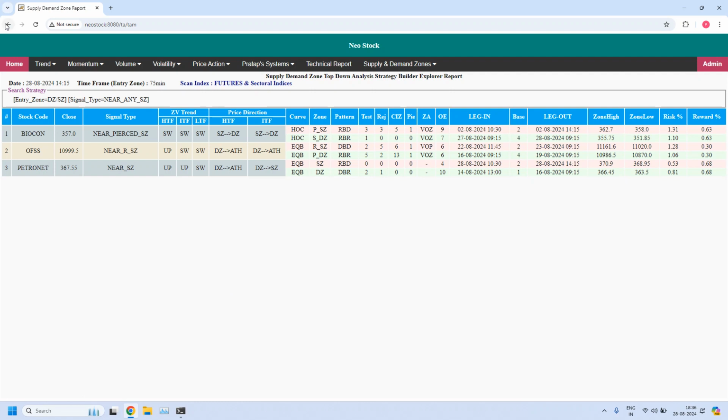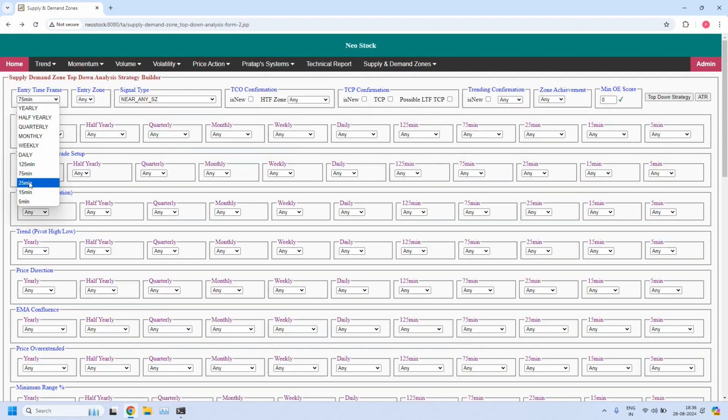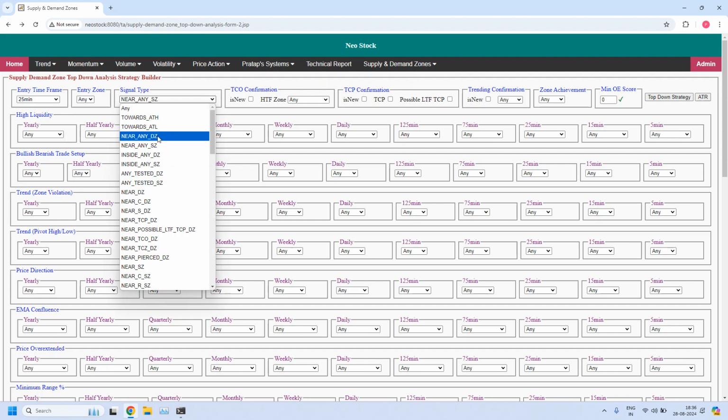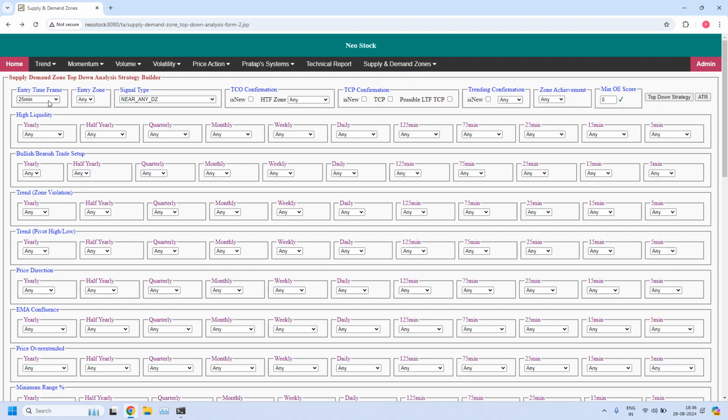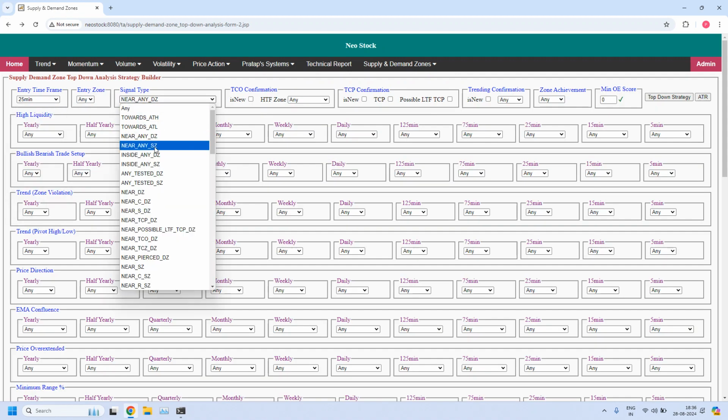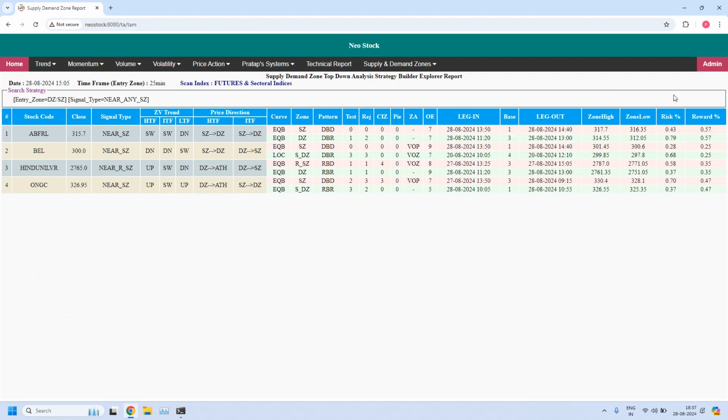So the next time frame is 25 minutes. Let us find the stocks near 25 minutes demand zone. 9 stocks are filtered near to the 25 minutes demand zone. The next report for 25 minutes time frame, let us find the stocks near 25 minutes supply zone. 4 stocks are filtered.